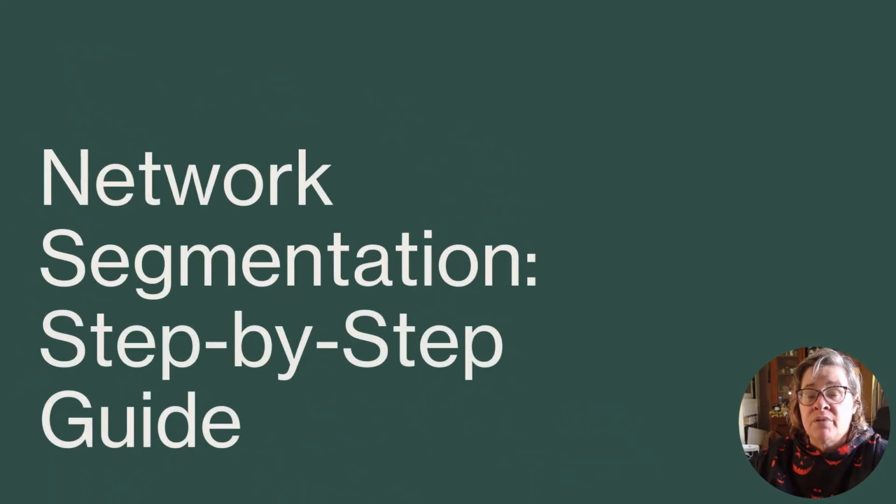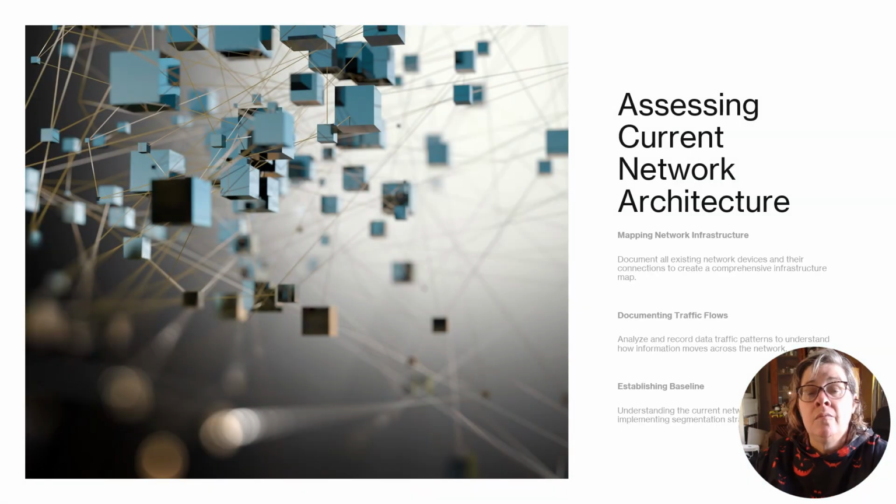This section provides a practical approach to network segmentation, starting with assessing the current architecture, identifying assets, and planning segmentation strategies such as VLANs or virtual LANs, subnets, and firewalls. Begin by mapping out the existing network infrastructure, documenting connections, devices, and traffic flow to understand the baseline before segmentation.